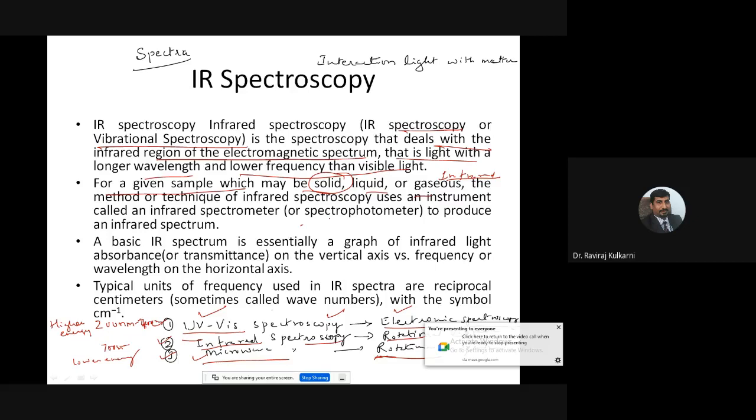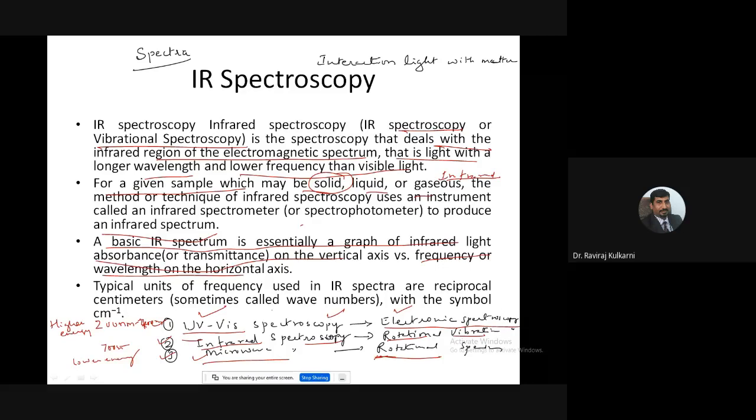Infrared spectroscopy uses an instrument called an infrared spectrometer, also known as a spectrophotometer, to produce an infrared spectrum. The basic IR spectrum is essentially a graph of infrared light absorbance on the vertical scale and frequency or wave number on the horizontal scale. Typical units of frequency used in IR spectra are reciprocal centimeters, sometimes called wave numbers, with the symbol per centimeter.